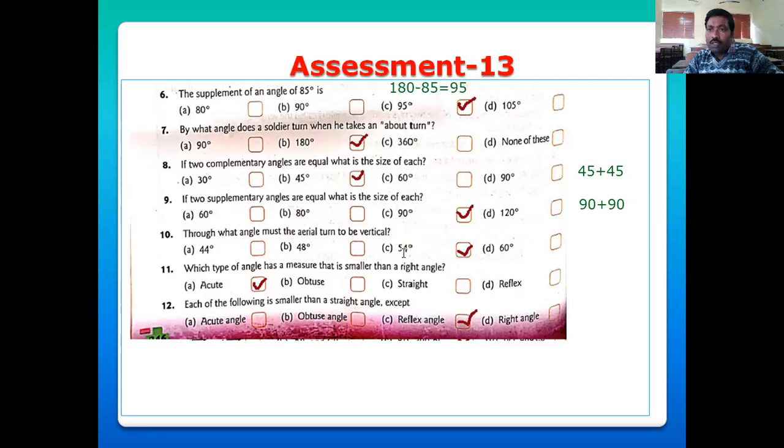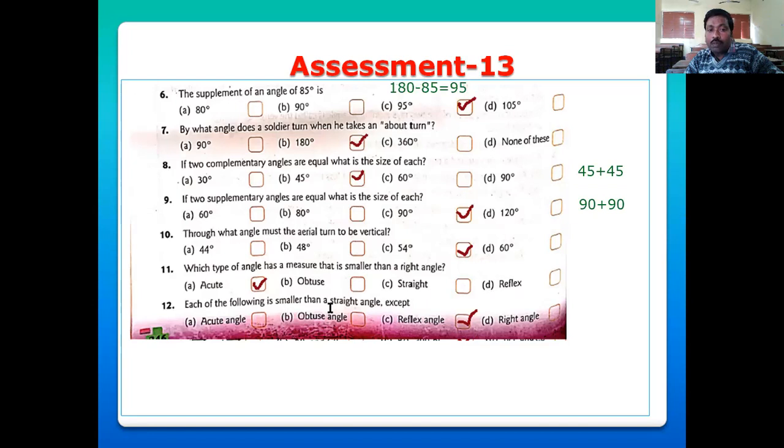This is only an information type question, and this type of word is used in the army. Which type of angle has a measure that is smaller than a right angle? The angle which is smaller than the right angle, that is 90 degrees, we call the acute angle. So our answer will be acute.